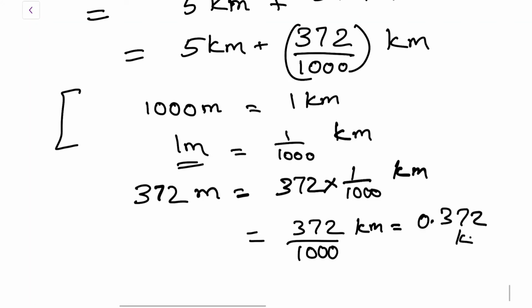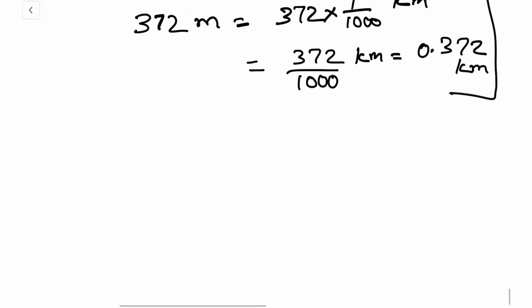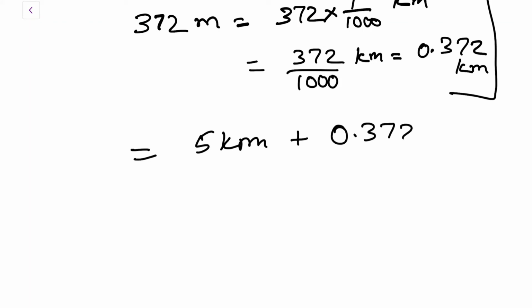0.372 kilometers. Alright, so this is how I've written this. Now you just have to see, this is 5 kilometers plus 0.372 kilometer. Perfect. So this is 5.372 kilometers. Now let's take another example.